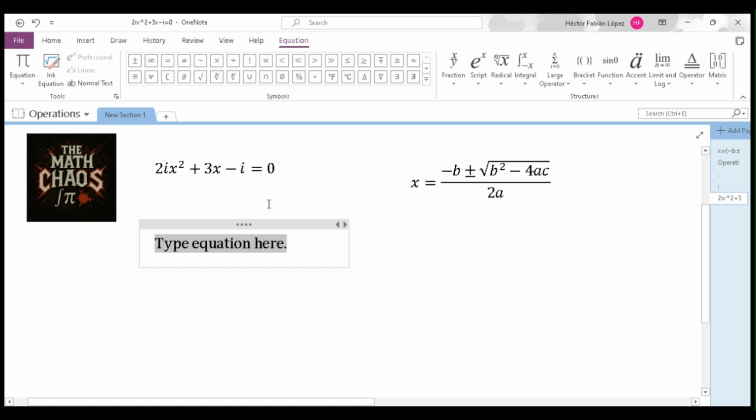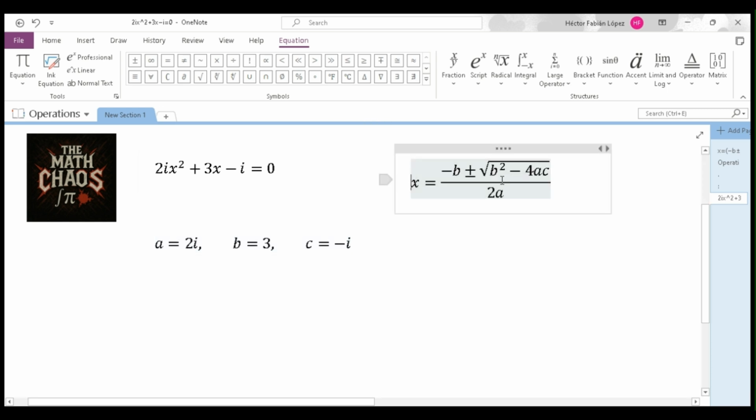After that, remember that here we have to identify the coefficients. Here a is equal to 2i, b is equal to 3, and c is equal to negative i. Okay, excellent. Here, we are going to use our formula and we will replace.